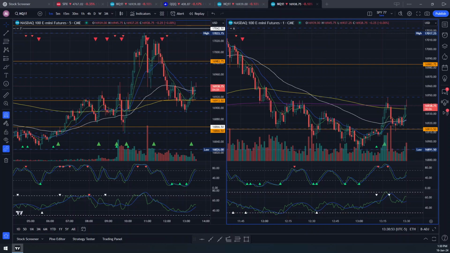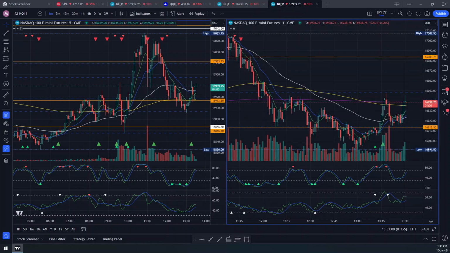Let's see if we can get it. If we get it, well and good. If not, the trade did not come to us. I don't like chasing, because whenever I chase, I tend to lose.